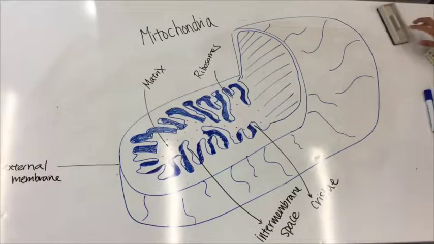This is the mitochondria where the cellular respiration happens. There's the matrix, ribosomes, intermembrane space, cristae, and external membrane, all designed so that maximum ATP can be formed.